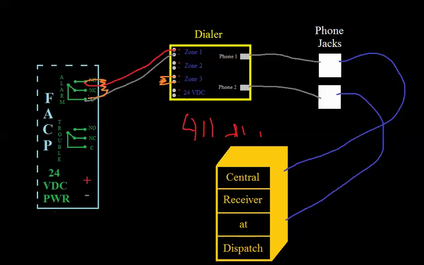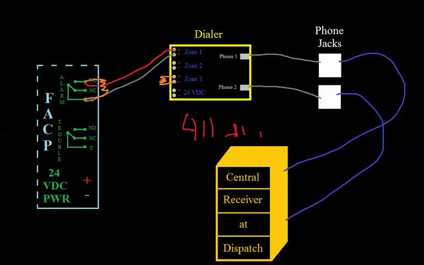So if we follow our current path here, what's happening? Well, it's going, let's say, from negative. It can go all the way to this point, to the normally closed point, but it can't go anywhere from there because this switch, the common, is not switched. So it's just going to go through this resistor back to positive. So all zone 1 sees is a resistor right now.